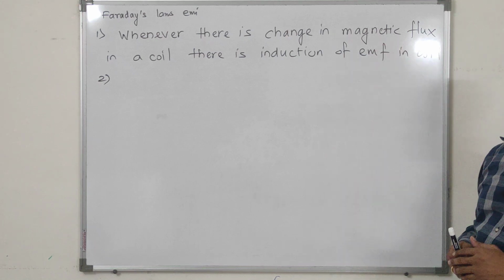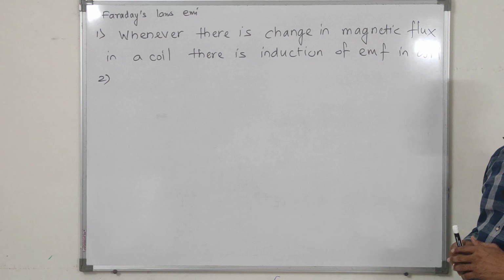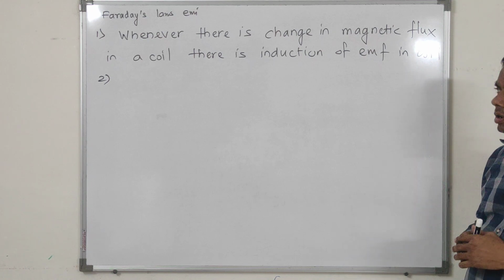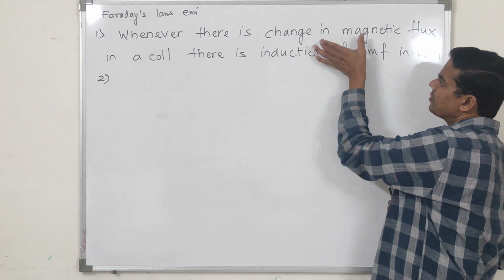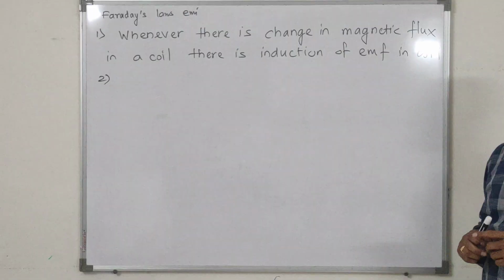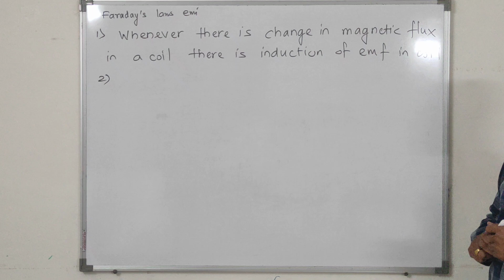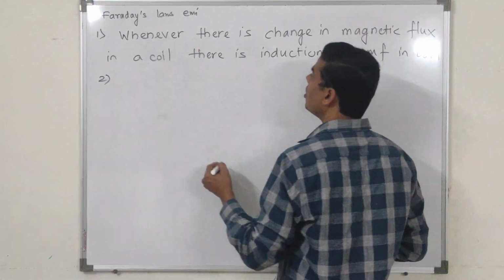Again, there is another cause, that is relative motion between coil and magnet. So the cause of induction of EMF is change in magnetic flux. Then how much EMF is induced in a coil? That is given by the second law.